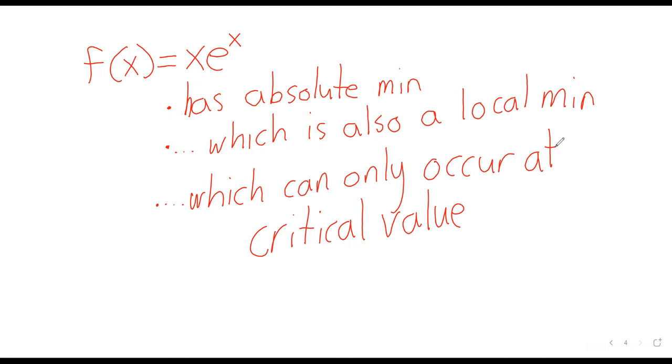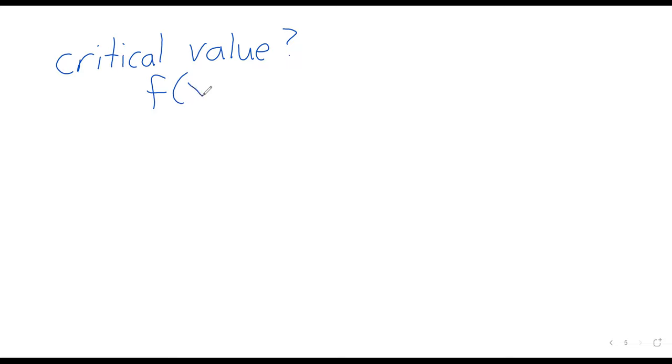So if we wanted to find this absolute minimum, our strategy is going to be, okay, find the local minimum. And our strategy for finding this local minimum is that a local minimum can only occur at a critical value. So let's ask ourselves, what are the critical values of this function? Let's remind ourselves of what the function is, first of all.